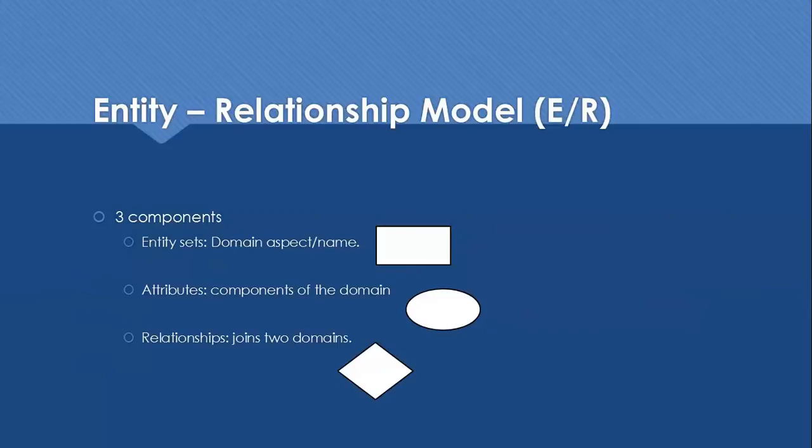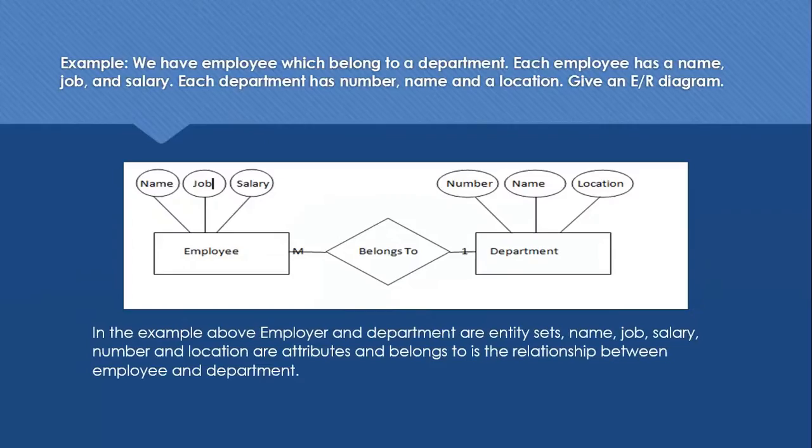Now that we have our definitions and the shapes correct, let's move on to the next slide, which is an example. So here we have an example. The question is, we have an employee which belongs to a department. Each employee has a name, job, and a salary. Each department has a number, name, and a location. Now we need to create an ER diagram with all the information that's provided in that question.